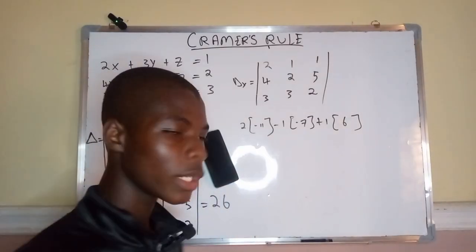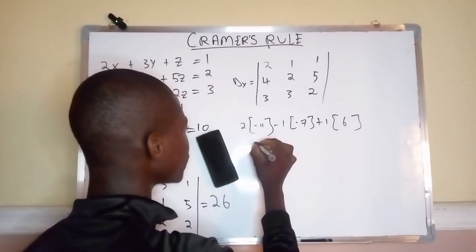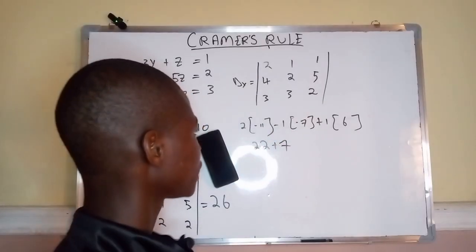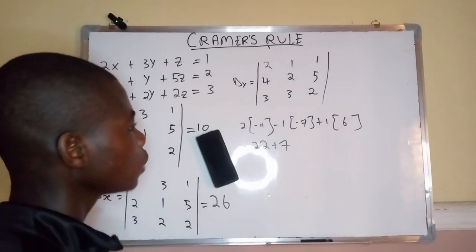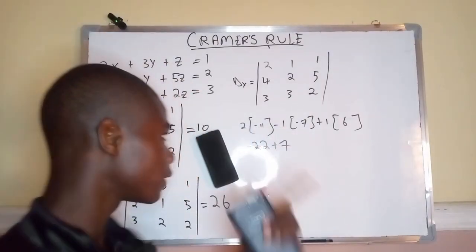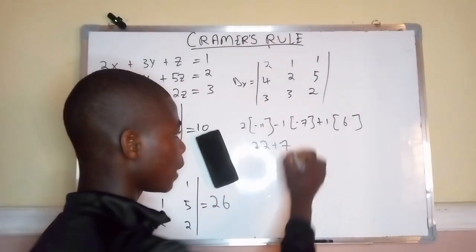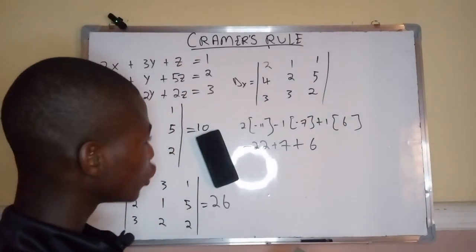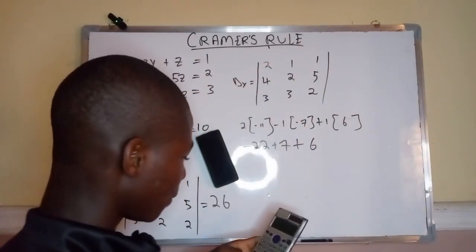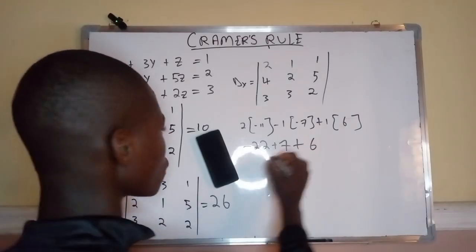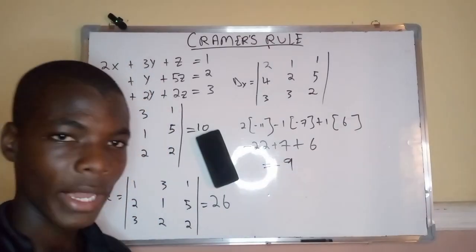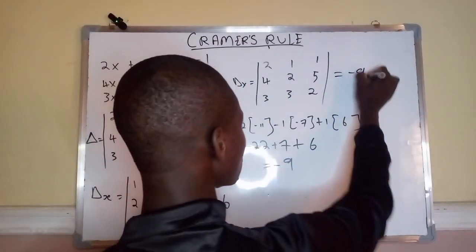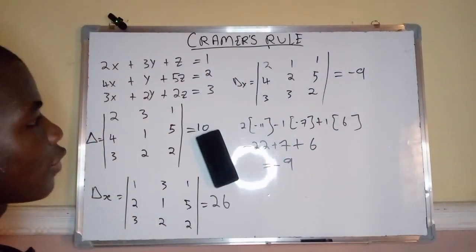2 multiplied by minus 11, which is negative 22. Minus 1 multiplied by minus 7, I'm having positive 7. Plus 1 times 6, which is 6. If I say minus 22 plus 7 plus 6, which is equal to minus 9. So therefore, the determinant of y is equal to minus 9.